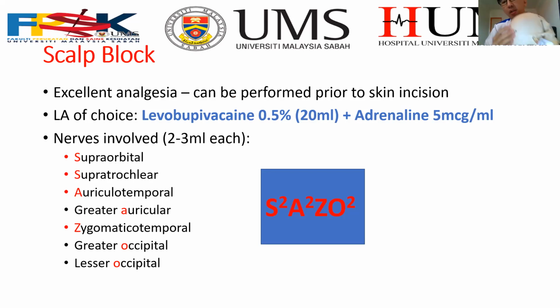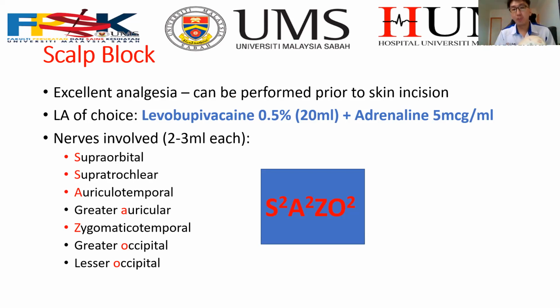And of course, posteriorly, you get the greater occipital. We look at the occipital protuberance over here. You can see the hairline. So the greater occipital nerve is lateral to this, and another one is the lesser occipital near the ear. About 1 centimeter posterior to the pinna is the lesser occipital nerve. So there are 7 nerves to be blocked.